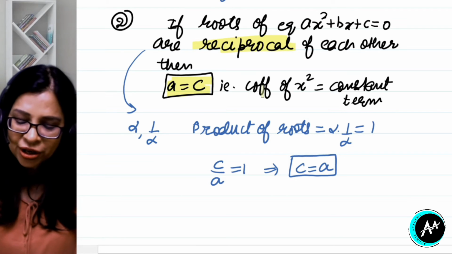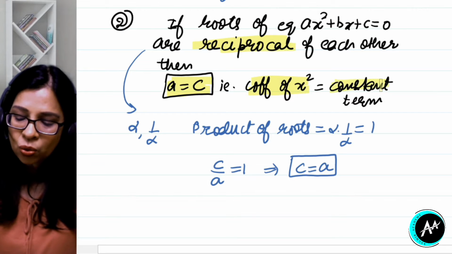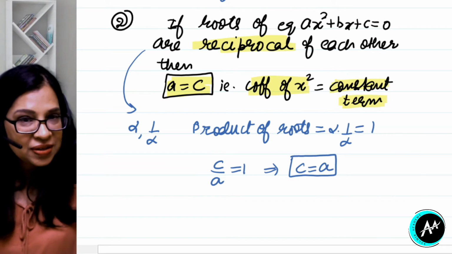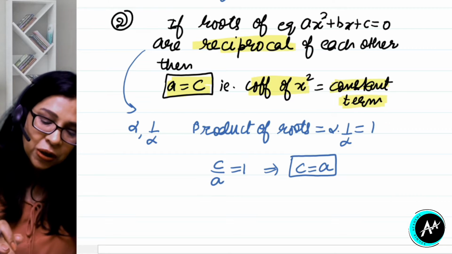That is, coefficient of x square will be equal to the constant term, right? So that's the second result. Let's move on to the third one.